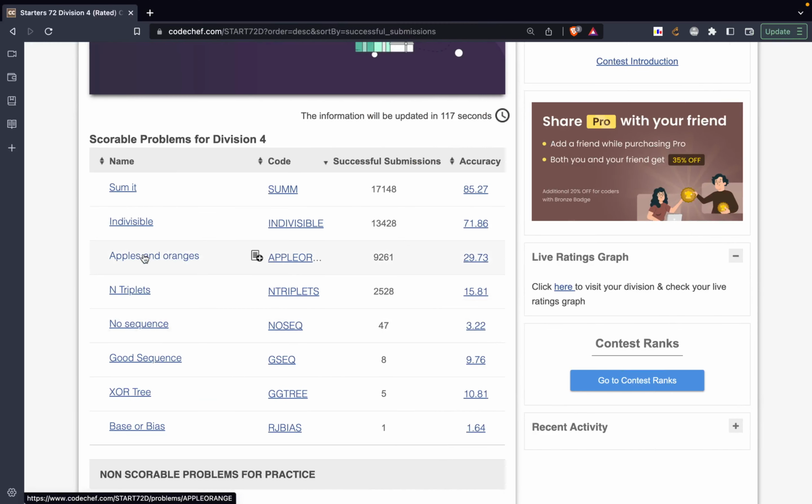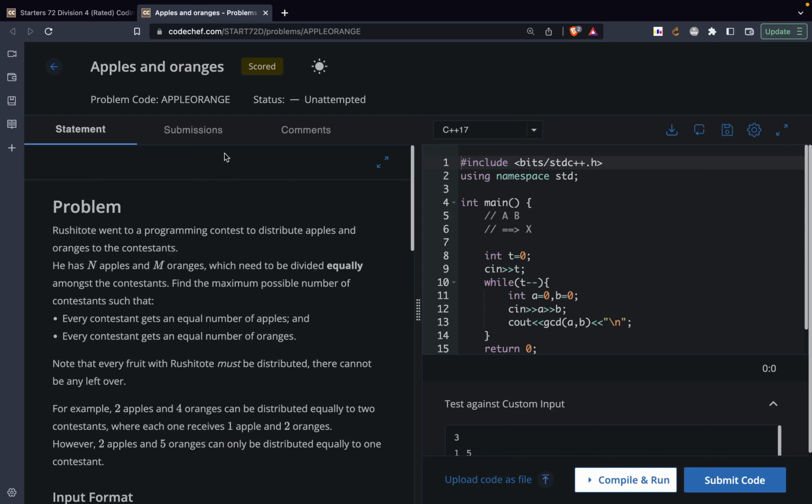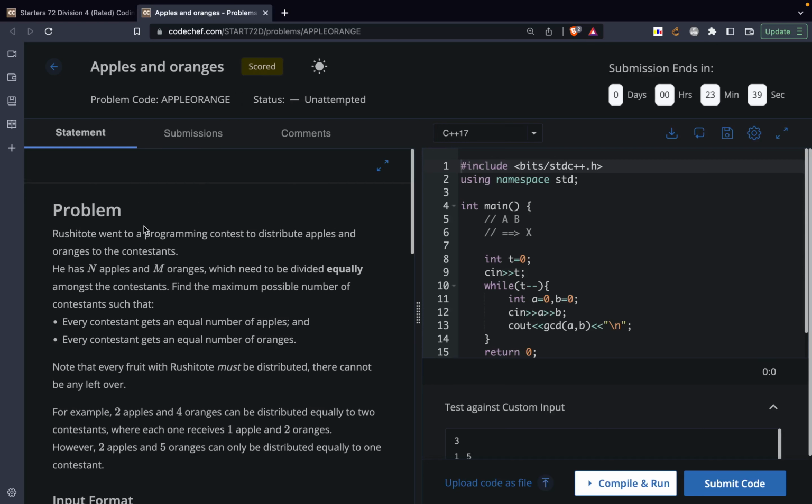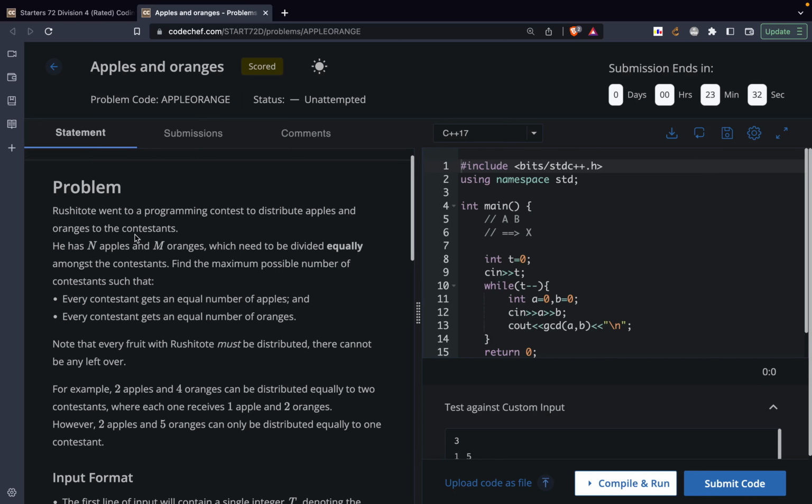Hi guys, in this video we'll be discussing the problem from Starters 72, and the problem's name is Apples and Oranges. The problem states that there's a certain person R who went to a programming contest to distribute apples and oranges to the contestants. He has n apples and m oranges which he needs to distribute equally amongst all the contestants. Find the maximum number of contestants such that everyone gets an equal number of apples and everyone gets an equal number of oranges as well.